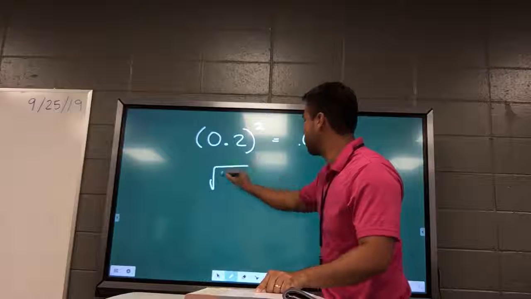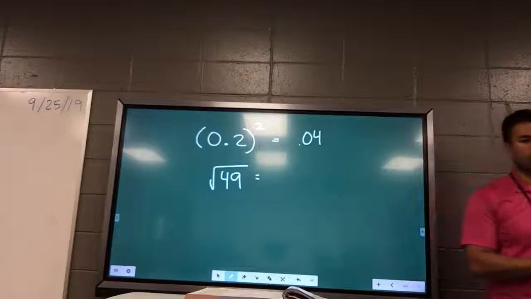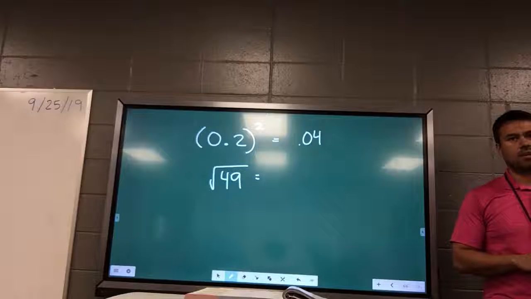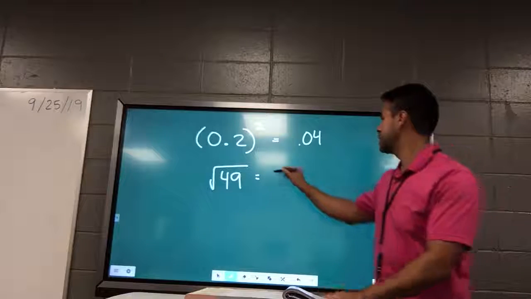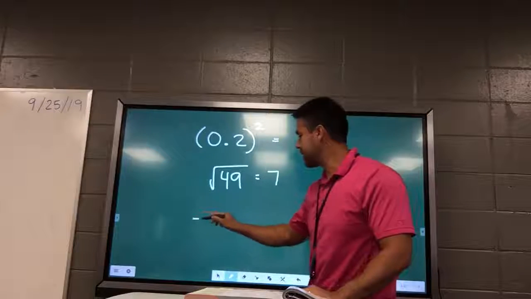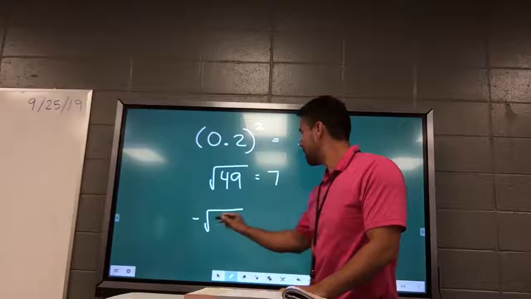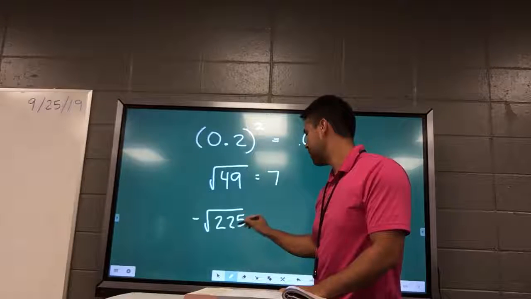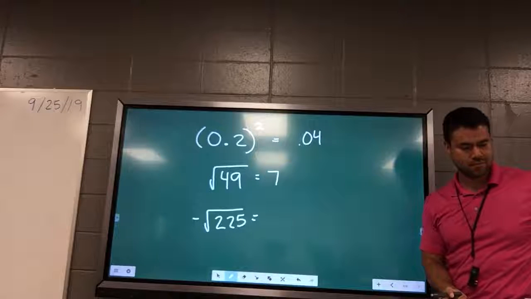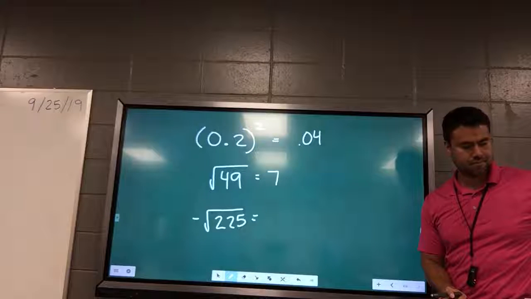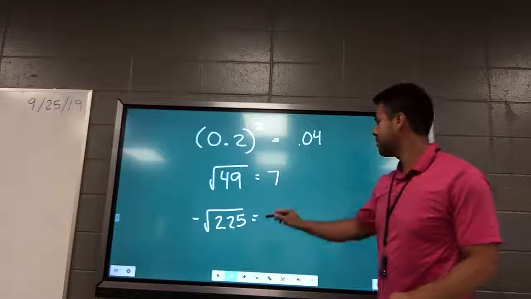What is the square root of 49? So square root of 49. Alec? 7. What is the negative square root of 225? Day? Negative 15.